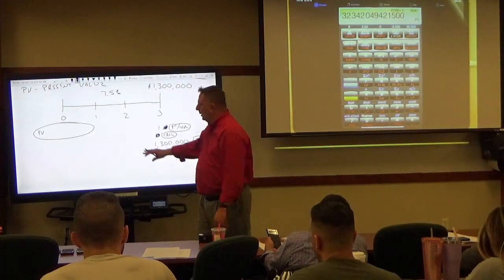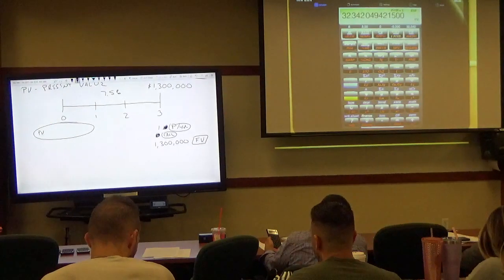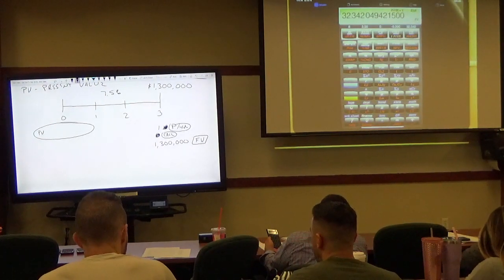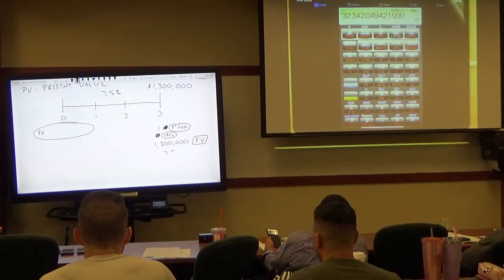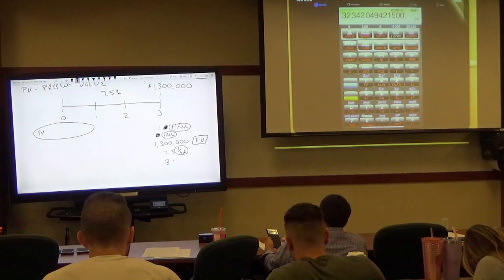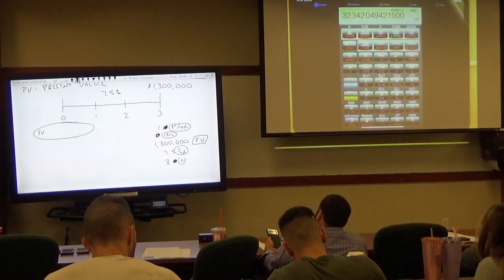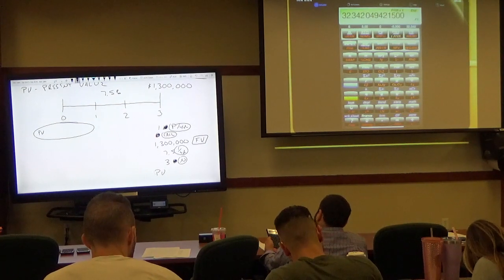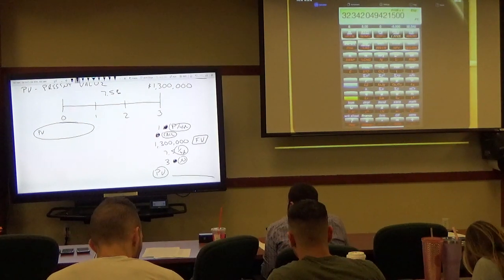All right, so 7.5% as our interest rate, 3 years as our term, and then we're going to simply solve for present value.